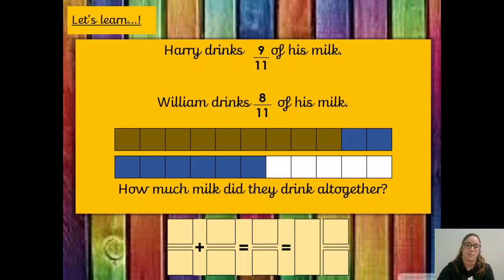Okay, so in your first box you should be writing 9/11ths plus 8/11ths equals 17/11ths. And then you're going to change it to a mixed number, so it's 1 and 6/11ths, because 11 goes into 17 one time and you have 6 left over.